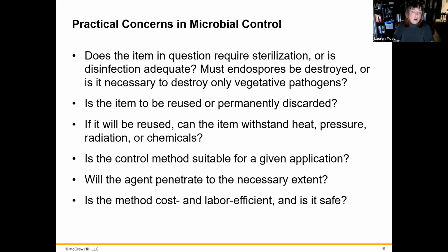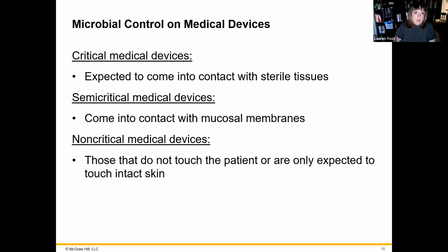So when you're trying to determine what you should be using to remove microbes, these are the questions that you want to ask yourself. Does it require sterilization or not? Can it be reused? Do we need to be able to re-sterilize it? Does it resist heat and pressure, radiation? What about if we keep applying moisture to it? Will it rust or something like that? Will it degrade? Will it be suitable for whatever application? Because there are some things that can sterilize that you can't do to every single surface ever. Will the agent penetrate to the necessary extent? And is it efficient and safe and all of that?